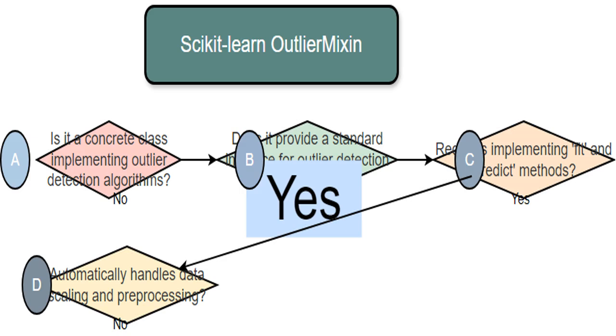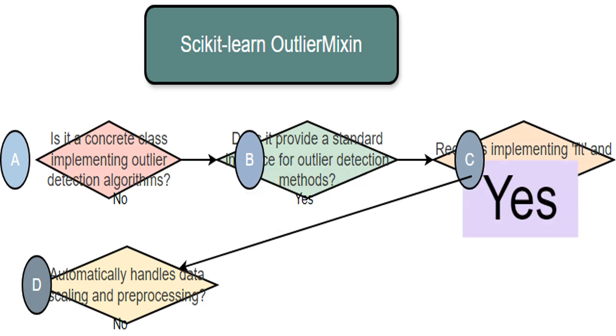I see it as a common set of rules and methods for classes dealing with outlier detection, ensuring that these classes can work smoothly together and are consistent in how they operate within scikit-learn. Yes, that's correct. Any class using the OutlierMixin needs to define how it fits the model to data, the fit method, and how it then uses that model to predict whether something is an outlier, the predict method. Think of fit as training and predict as testing.